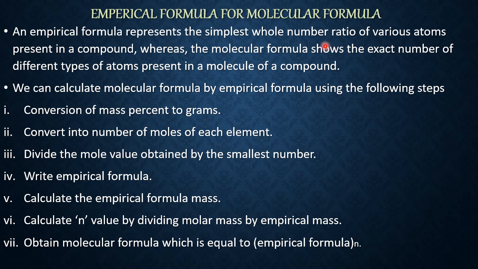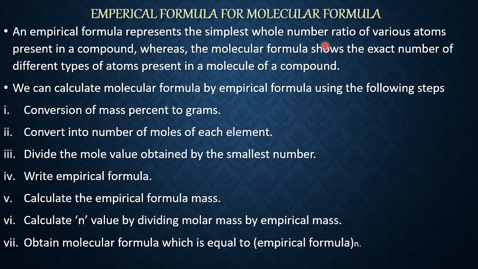One more example. Molecular formula for hydrogen peroxide is H2O2, whereas empirical formula for hydrogen peroxide is HO. Correct? Yeah. Now, we will go for third example for the empirical formula and the molecular formula.